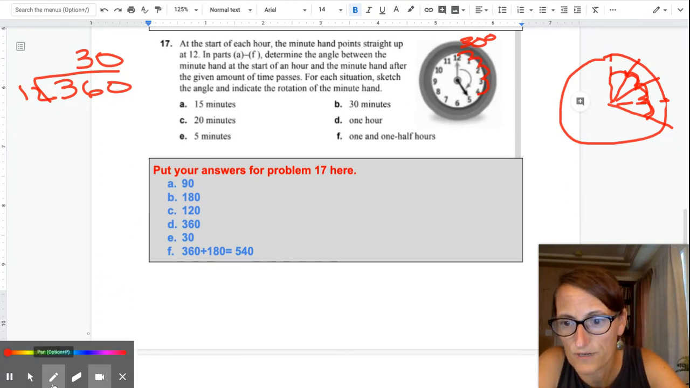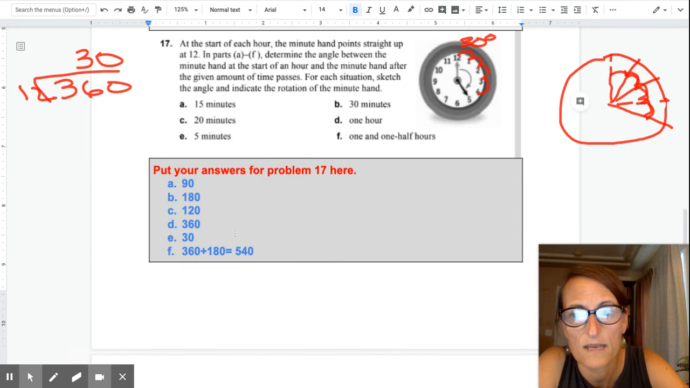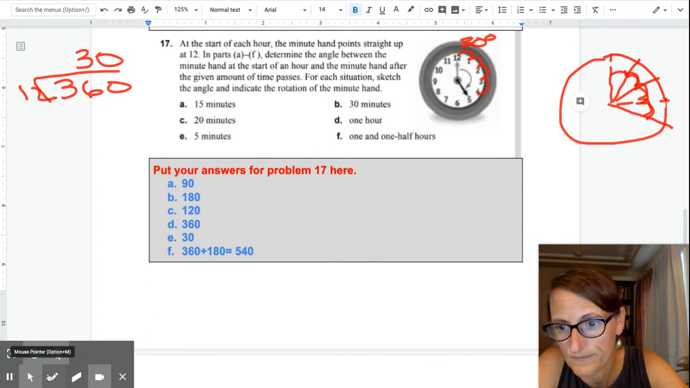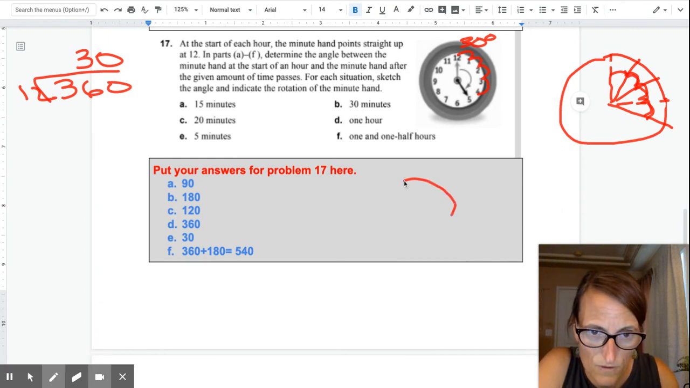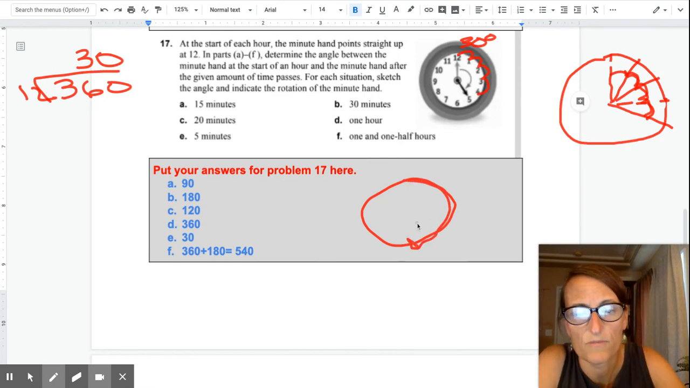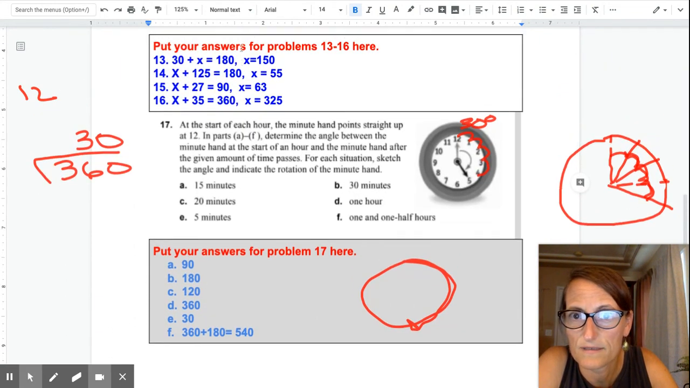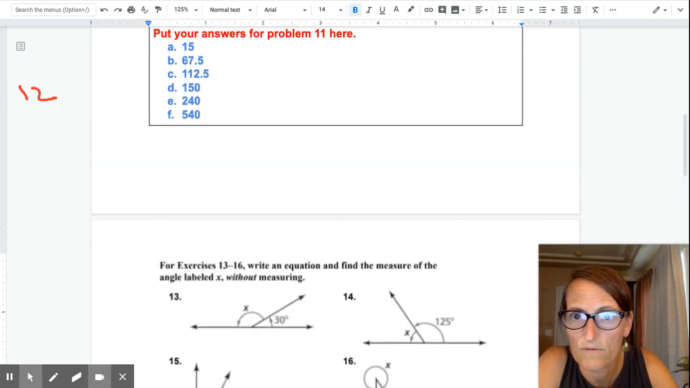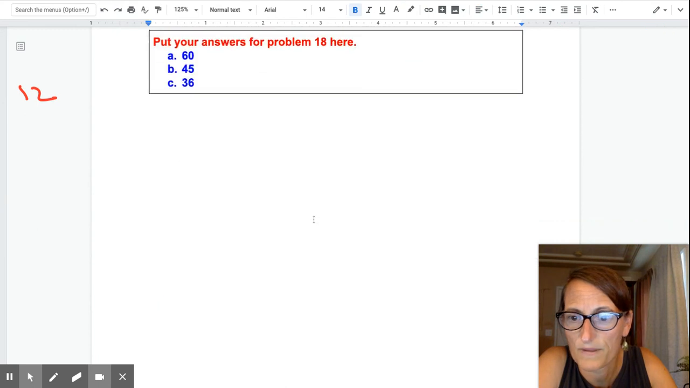And then for F, you are doing 1.5 hours. So the minute hand would go all the way around to 12 and then all the way back down here to 6. So it's going to be 360 degrees plus 180. Actually, I think that's basically the same as, isn't there a problem up here like that? 1.5 rotations? Yeah, it's like F from that problem up there.